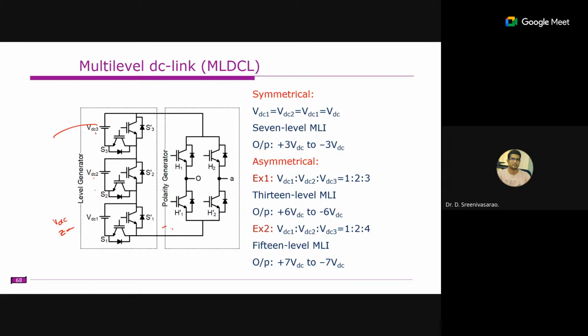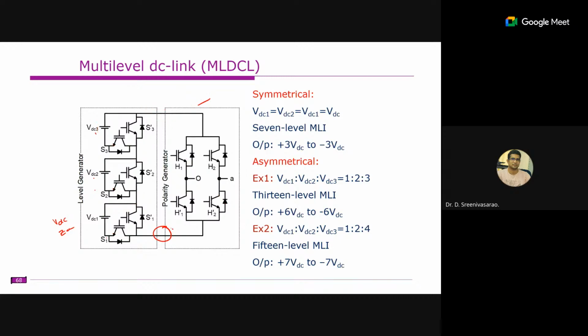So now we can have the paths like this. Let us assume you turn on the switch S1. Now you can go like this. Right. So now between these two, we are getting a 3 VDC voltage. All are same. Right. So that means if you are operating the polarity generator switches H1 and H2 dash, you will get the positive 3 VDC voltage. And if you turn on these two switches, you will get the negative 3 VDC voltage, right, like that.